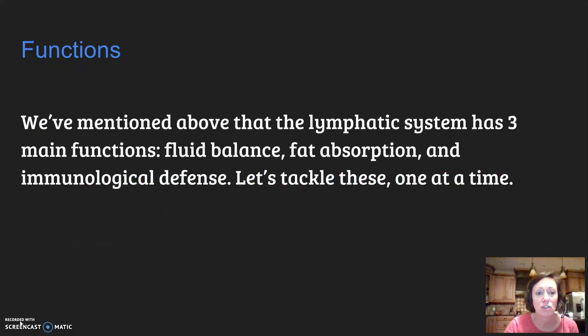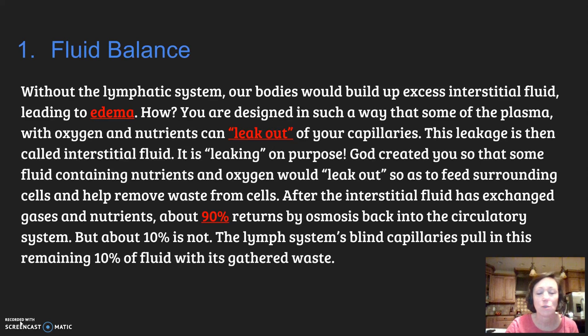So let's talk about those functions. We've mentioned above that the lymphatic system has three main functions. We had fluid balance, fat absorption, and your immunity or immunological defense. So we're going to tackle these one at a time. The first one is fluid balance. Without your lymphatic system, bodies would build up an excess of interstitial fluid, which is edema or swelling. Have you ever had edema or swelling in your ankles or feet? Well, sometimes that's because your lymph system can't keep up with the amount of leakage out of your capillaries.